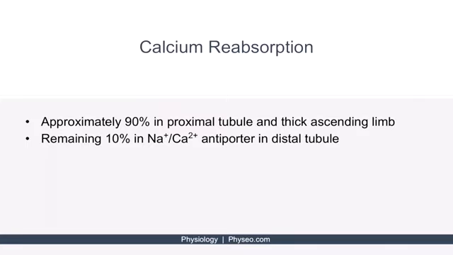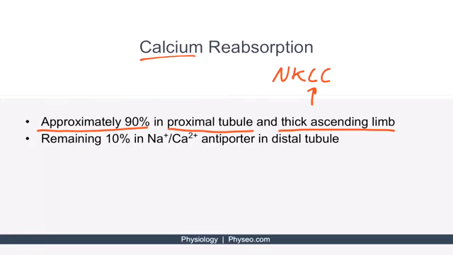So now let's talk about calcium. Almost all of the calcium is reabsorbed in the proximal tubule and the thick ascending limb. In the proximal tubule, calcium follows water, similar to chloride and potassium. In the thick ascending limb, calcium is reabsorbed as a product of the function of the sodium-potassium chloride cotransporter. Notice that the C in NKCC does not stand for calcium. It stands for chloride.